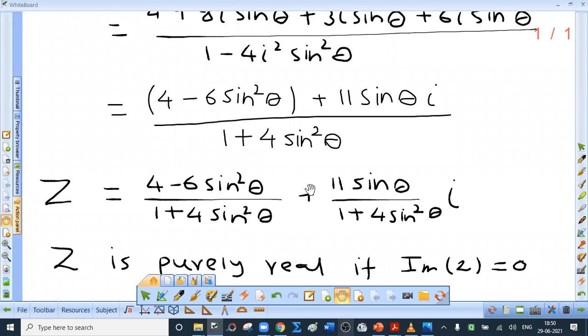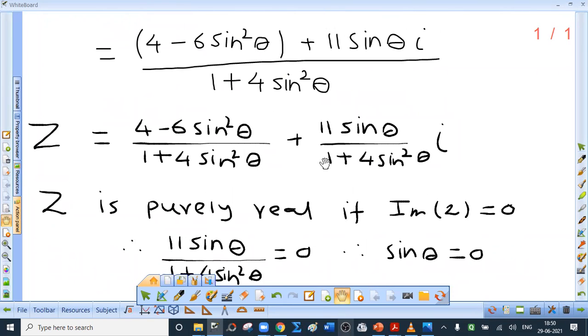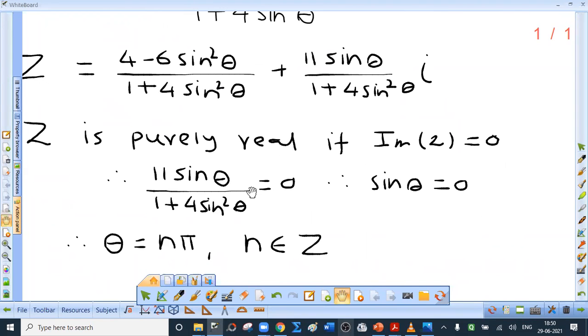We are asked to find the real values of theta for which this is purely real. This will be purely real if the imaginary part of z is equal to 0. Some students write this into i equal to 0. Wrong. When you say imaginary part, do not include i. This is the imaginary part. It is always real, but it is attached to the imaginary unit, so it is called the imaginary part. Now cross multiply. 11 sine theta is 0, so sine theta is 0.